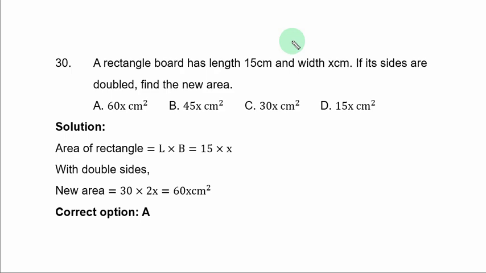Question 30. A rectangular board has length 15 cm and width S cm. If its sides are doubled, find the new area. Area of the rectangle is length times breadth, that is 15 times S. With doubled sides, if you double 15, that is 15 times 2, or 15 plus 15, you have 30. If you double S, you have 2S. If you multiply, you have 60S squared centimeters. A is the correct option.